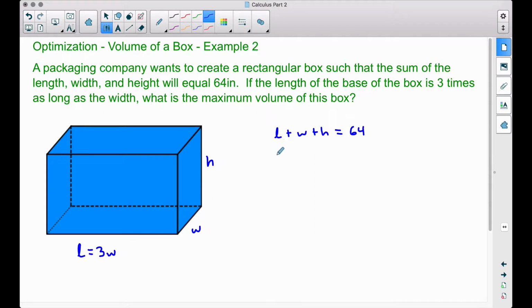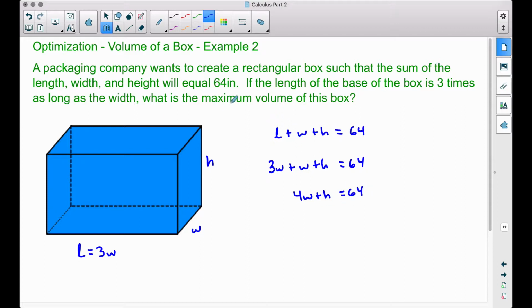We have that because I'm going to replace this length with the 3 times the width that we see right here, plus the width plus the height is equal to 64. Combining like terms, we have 4W plus H is equal to 64. This is going to be helpful in a moment.